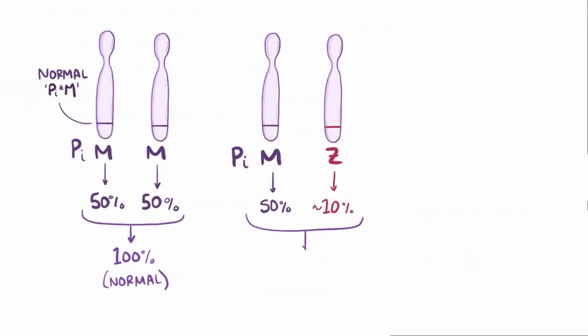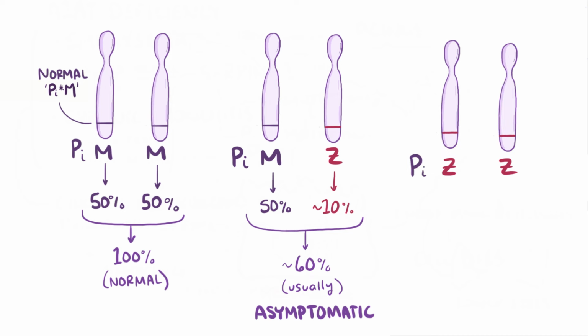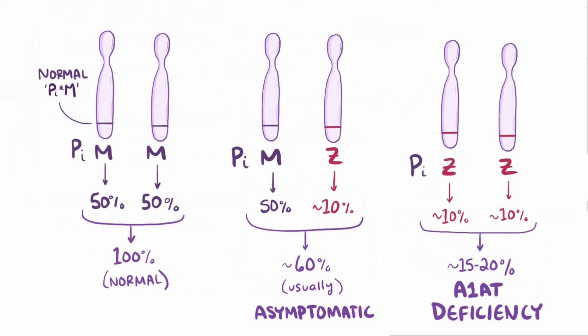So these individuals only have about 60% the normal levels, which is usually enough to protect the lungs in non-smokers. If both copies of the gene were mutant Z copies, then typically there's only 15 to 20% of normal levels, which results in alpha-1 antitrypsin deficiency. While there is some increased risk of lung and liver injury in PiMZ individuals, severe deficiency with these 2 mutant genes gives these individuals a much higher risk of lung and liver disease.